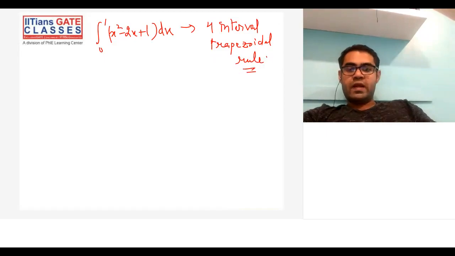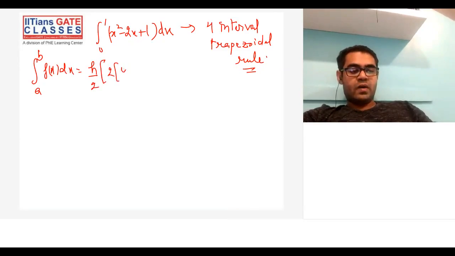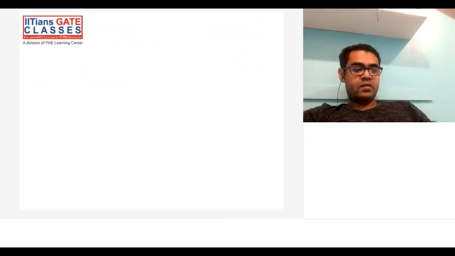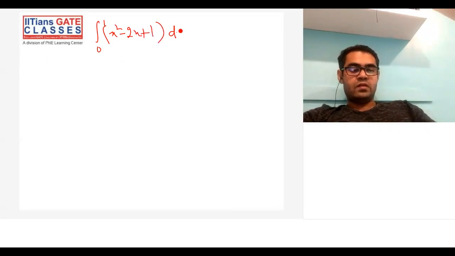So let me just write the trapezoidal rule. If I have this thing, integral from a to b of f(x) dx, this is nothing but h by 2 into twice... Oh god. Okay, let me just write it again. Integral from 0 to 1 of x squared minus 2x plus 1 dx, with 4 intervals, using the trapezoidal rule.